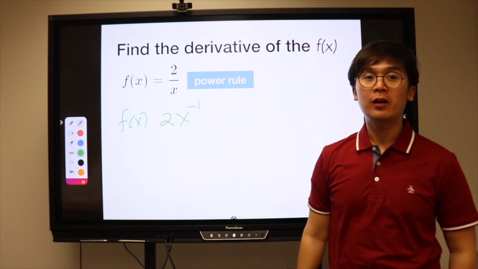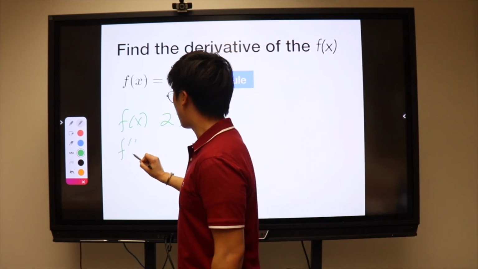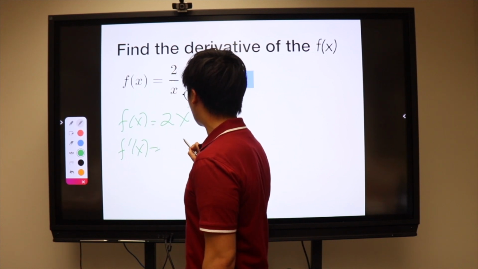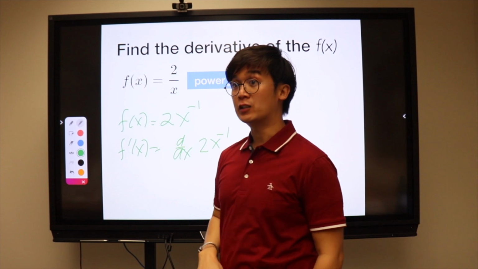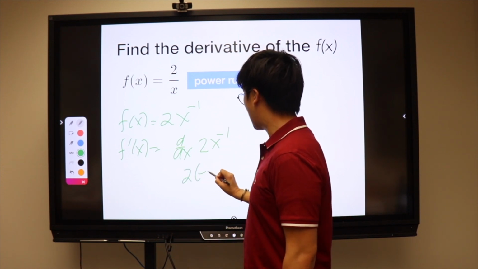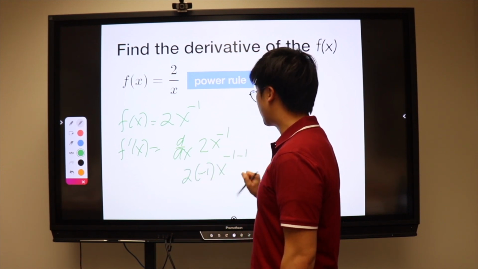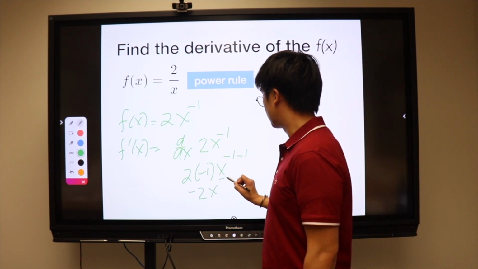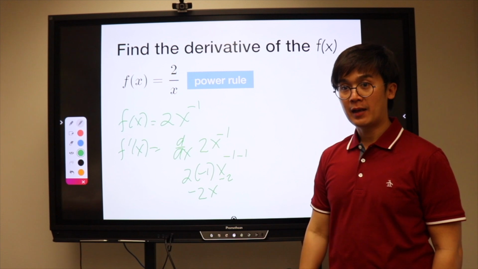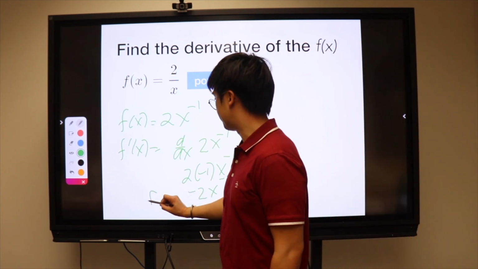Okay. So now, you can do f prime of x, because now you can take the derivative of 2x to the negative 1. And to do that, bring down the exponent, minus 1 in your exponent. And you'll have, and that is your f prime of x.